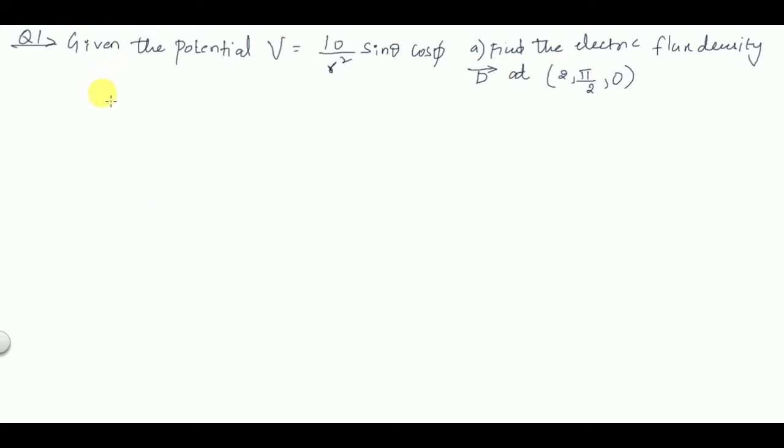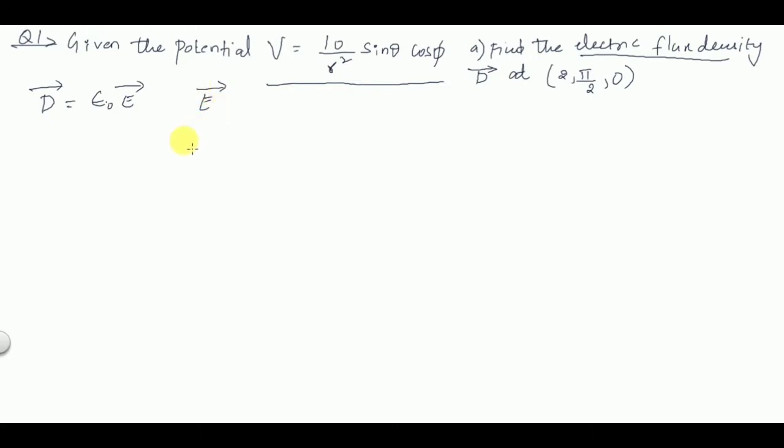So in the first part of this question, he has given the potential V, and he has asked to find the electric flux density. We know that electric flux density D bar is equal to epsilon naught E bar. We know the value of epsilon naught, so first of all we need to find the value of E bar.